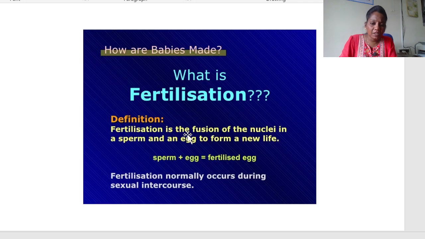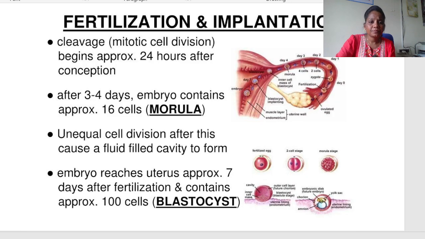Fertilization is the fusion of nuclei of a sperm and an egg to form a new life. It usually occurs after sexual intercourse. But it is not only after sexual intercourse. In case you want to go for any artificial methods of fertilization, then you need to use so many other methods also. When you speak of fertilization, the diagram is showing like this. I think you can understand.